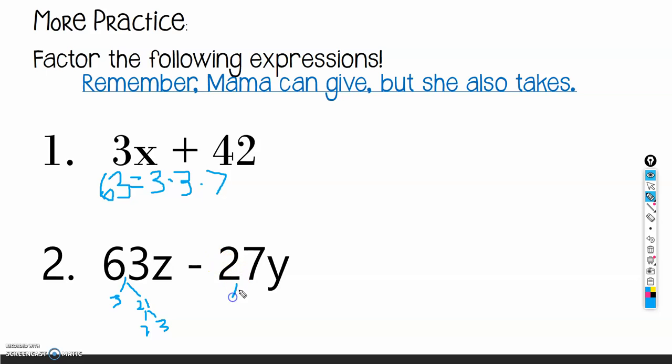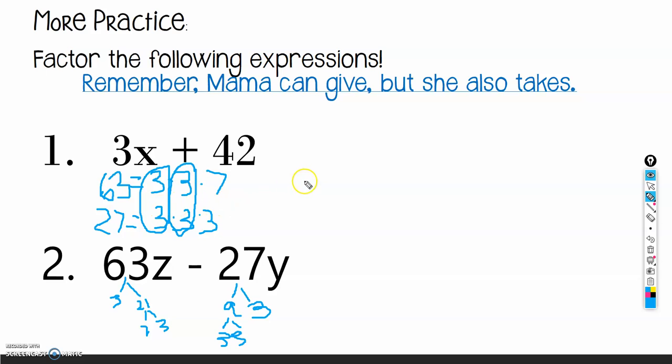Okay, let's try 27. 9 and 3. 3 is a prime number, so I'll keep going with my 9, and I have a 3 and a 3. So for my prime factorization of 27, which I'll write right underneath, 27 equals 3 times 3 times 3. I'm sharing two sets of 3's. I'll go ahead and circle those the best I can. 3 times 3 equals 9. So my greatest common factor for these two terms is 9.